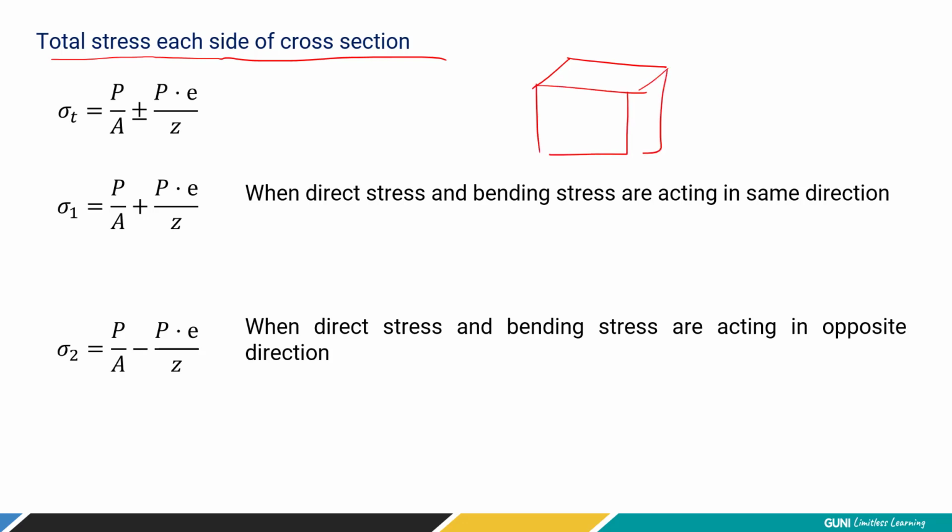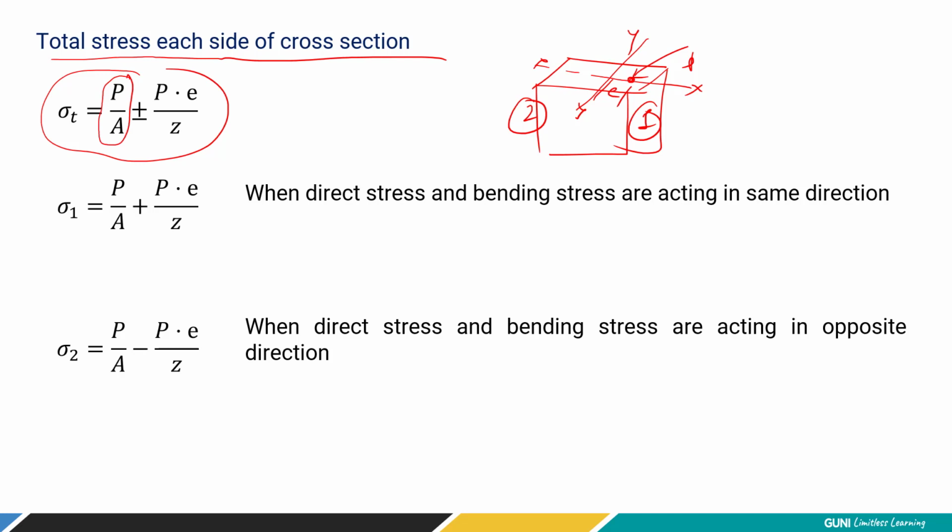Okay. So here, this is the x-axis and this is the y-axis. The load is applied over here. The load is applied at point P at a distance E. So this is section 1 and this is section 2. So the total stress will be either you add the direct stress or you subtract it. Over here, if it is a compressive load, there will be addition. Over here, if the load applied is compressive, at this section it will be the subtraction. So here this is direct stress plus or minus bending stress.